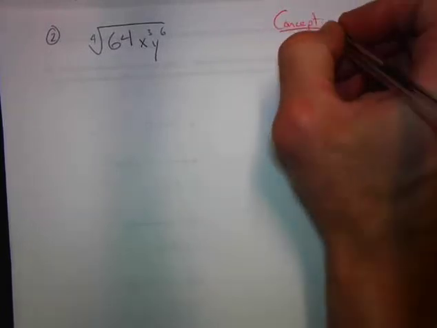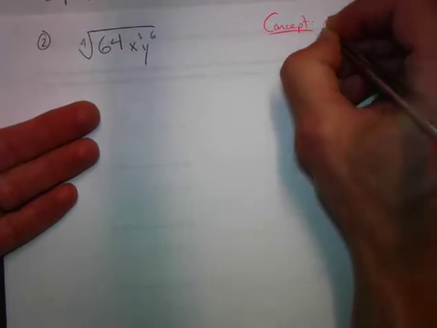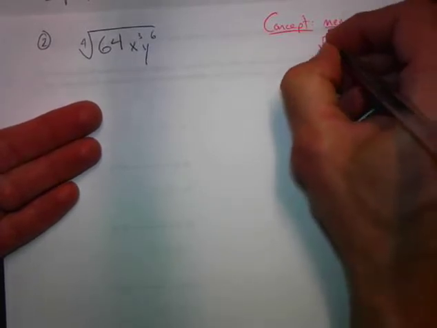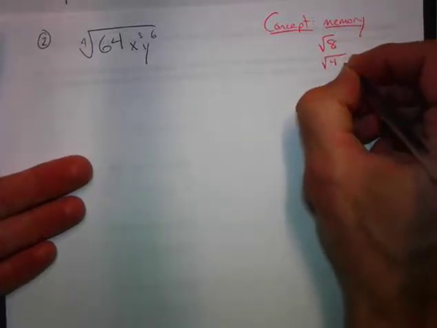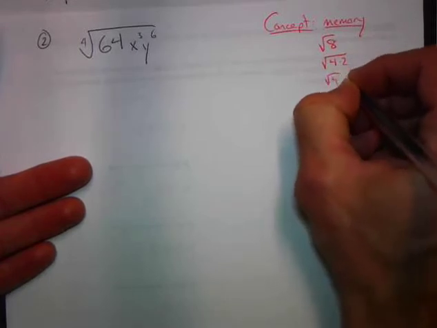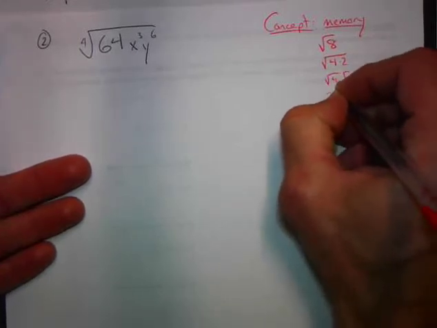First a reminder, trip down memory lane. So concept, memory. If we had the square root of 8, how did we work with the square root of 8? We had to look for perfect square factors and then simplify it, right? So the square root of 8 is actually square root of 4 times 2, or the square root of 4 times the square root of 2, or 2 root 2.